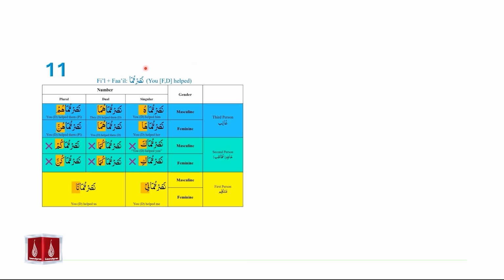Next we will study number 11, which is nasartuma. Nasartuma means you helped, referring to dual and feminine. Nasartumahu, you, two feminine, helped him. Nasartumahuma, nasartumahum, nasartumaha, nasartumahuma, nasartumahunna, nasartumaka, nasartumakuma, nasartumakum, nasartumaki, nasartumakuma, nasartumakunna, nasartumani, you, two feminine, helped me. Nasartumana, you, two feminine, helped us.